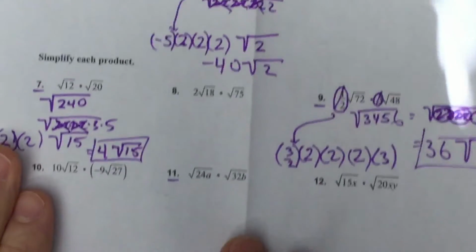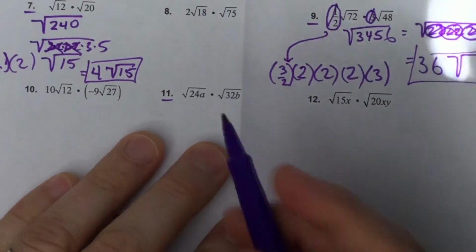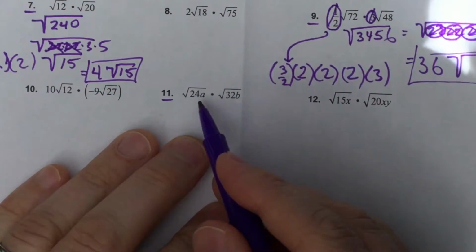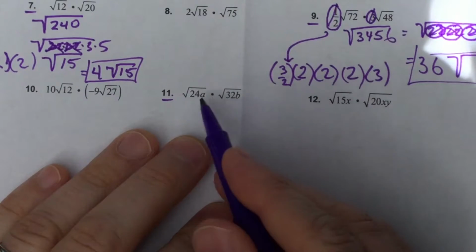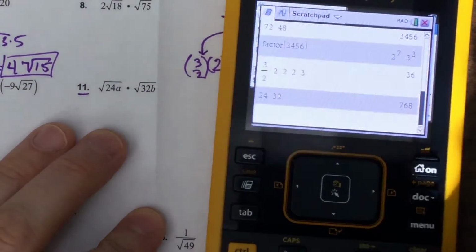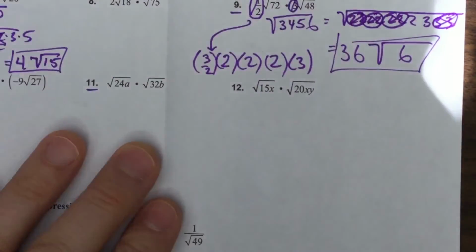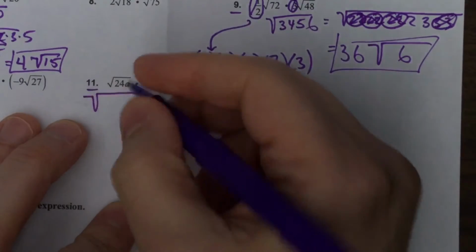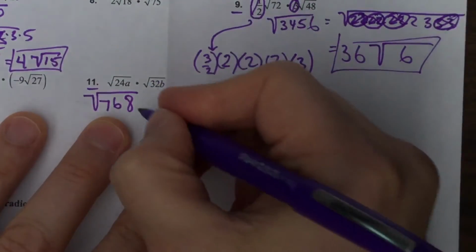All right. We're down to number 11 now. Now we have some variables with these. I have square root of 24a times square root of 32b. Okay, we're basically going to multiply the 24 and the 32, just like we did in previous problems. I get 768. So basically, I could rewrite this as the square root of 768, and then a times b is just ab.